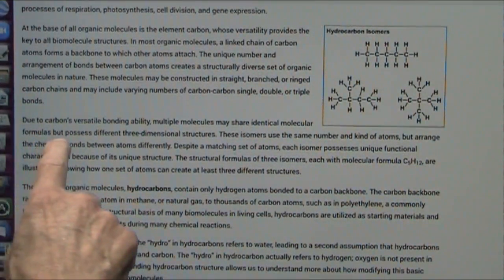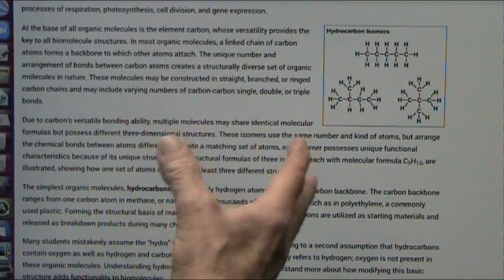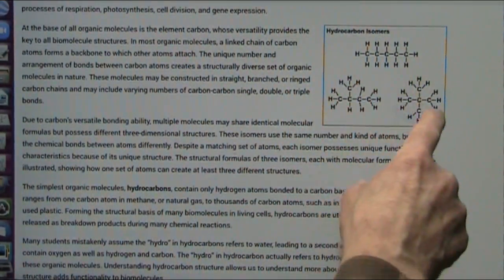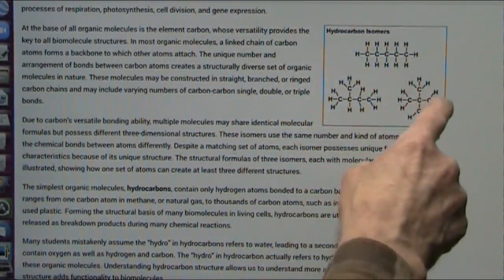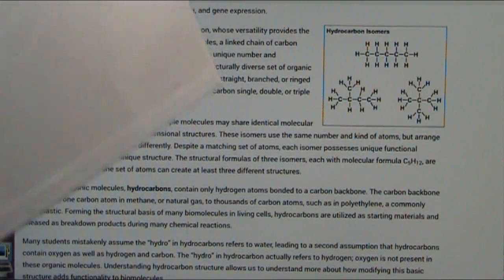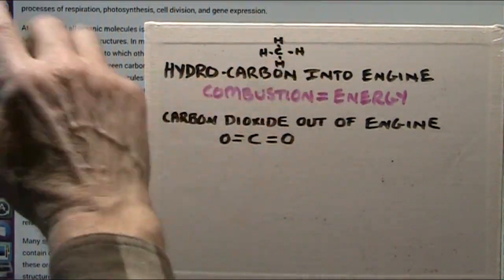C5H12. But they have totally different three-dimensional structures. You see how... But you have hydrogens everywhere on the outside. It's always hydrogens. Once you get rid of the hydrogens, you end up with this. You see, normally you have the carbon and you have hydrogen surrounding it all the time.